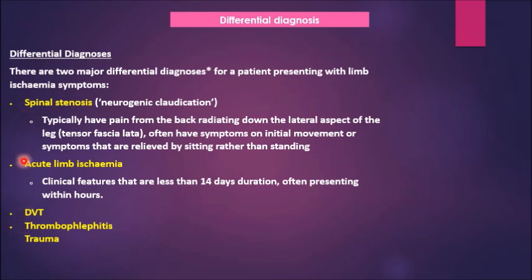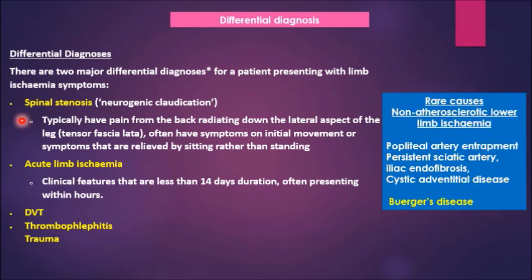In spinal stenosis, which is also known as neurogenic claudication, typically the pain is from the back radiating down the lateral aspect of the leg in the area of the tensor fascia lata. Often, they have symptoms on initial movement or symptoms that are relieved by sitting rather than on standing. The rare causes of non-atherosclerotic lower limb ischemia include popliteal artery entrapment syndrome, persistent sciatic artery, iliac endofibrosis, cystic adventitial disease, and Buerger's disease.